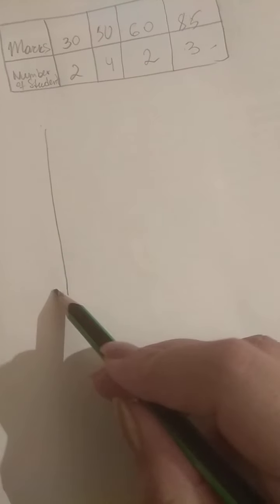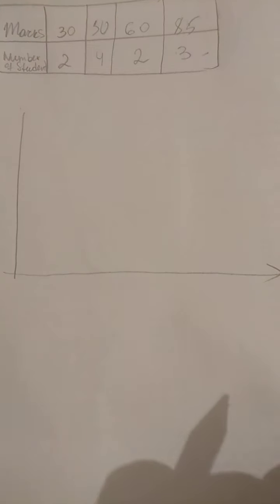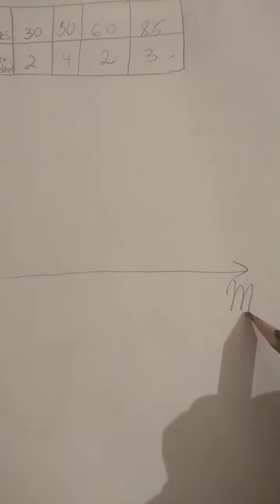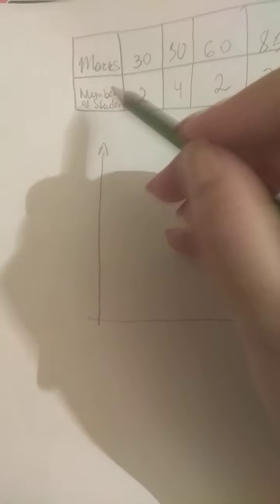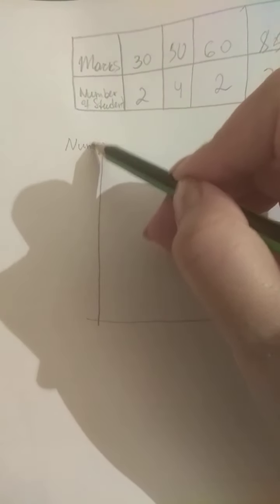firstly you should know that, guys, always the vertical axis shows us the frequencies. Look at here, that one is our vertical axis, and the horizontal axis shows us the data information. Which one is here? It is marks. So let us write here marks, and that one is the vertical line. So the vertical line shows us the frequencies. Which one is here? Number of students. So number of students.